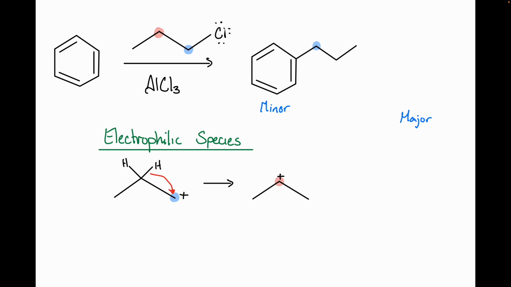And this will lead us to our major product, which is the same as what we saw before. That branched alkyl group on there. All right, so our major product is that hydride shift product.